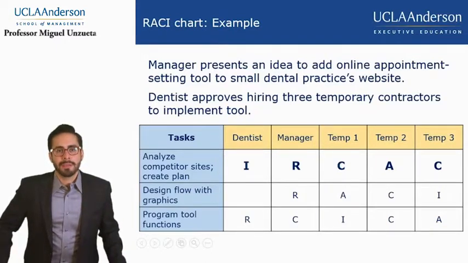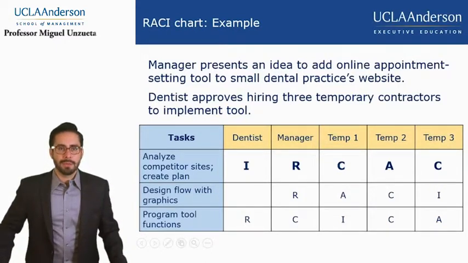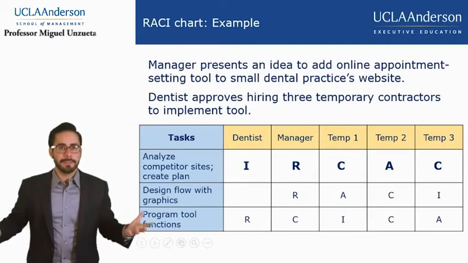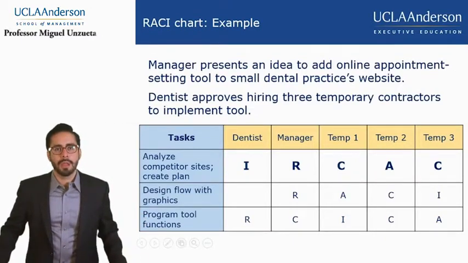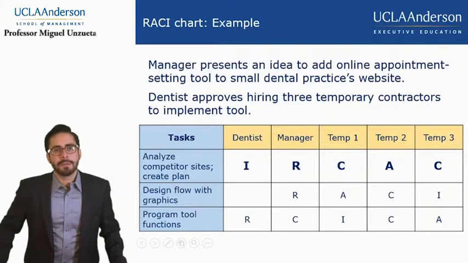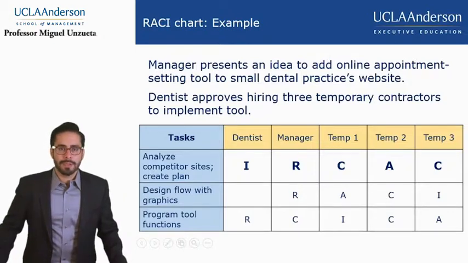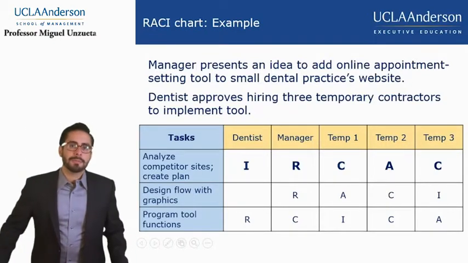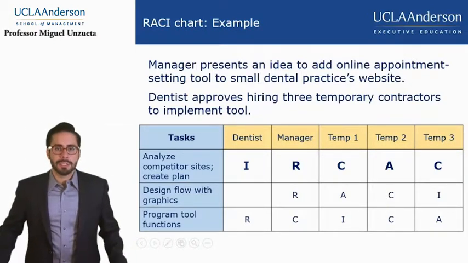So the nice thing about this RACI chart is that it breaks down this lofty objective, which is let's get an online appointment system, into very specific tasks. Moreover, it assigns responsibility for these tasks to different players in the organization. And then it makes people accountable in the organization as well.